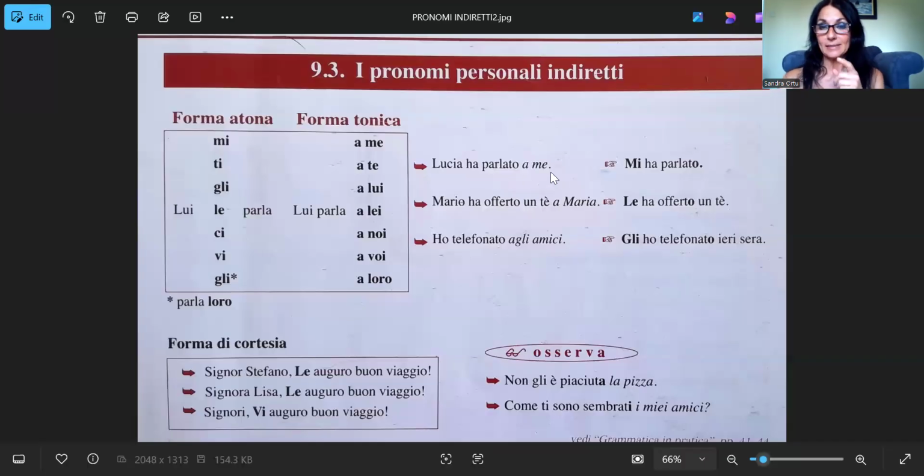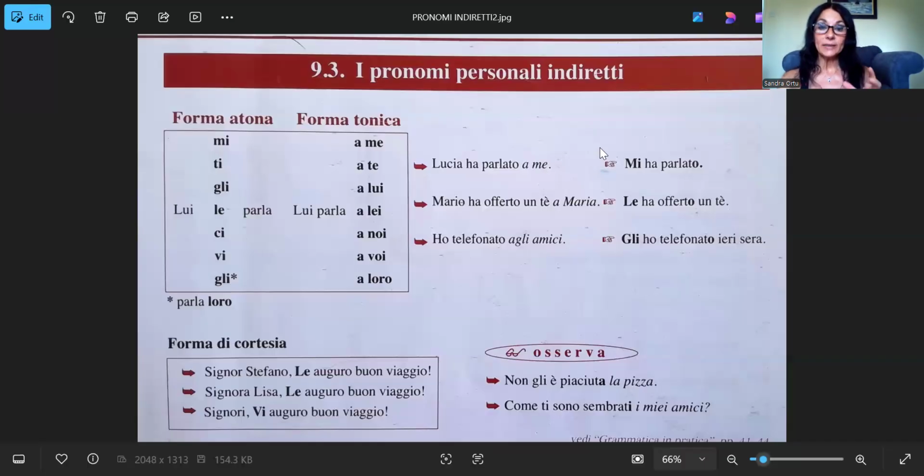It's almost like you're saying Lucia ha parlato a me, non ha parlato a te. So she talked to me, not to you. As I said, this is exactly what happened, that she chose to talk to me instead of somebody else. And that's why it's the forma tonica, the strong form, the emphatic form.